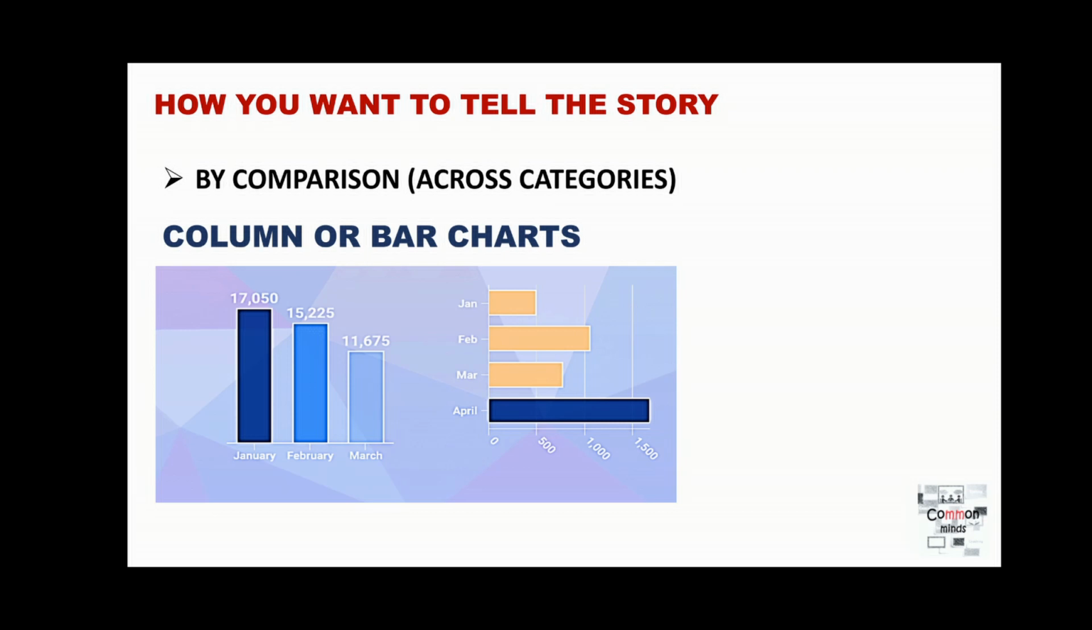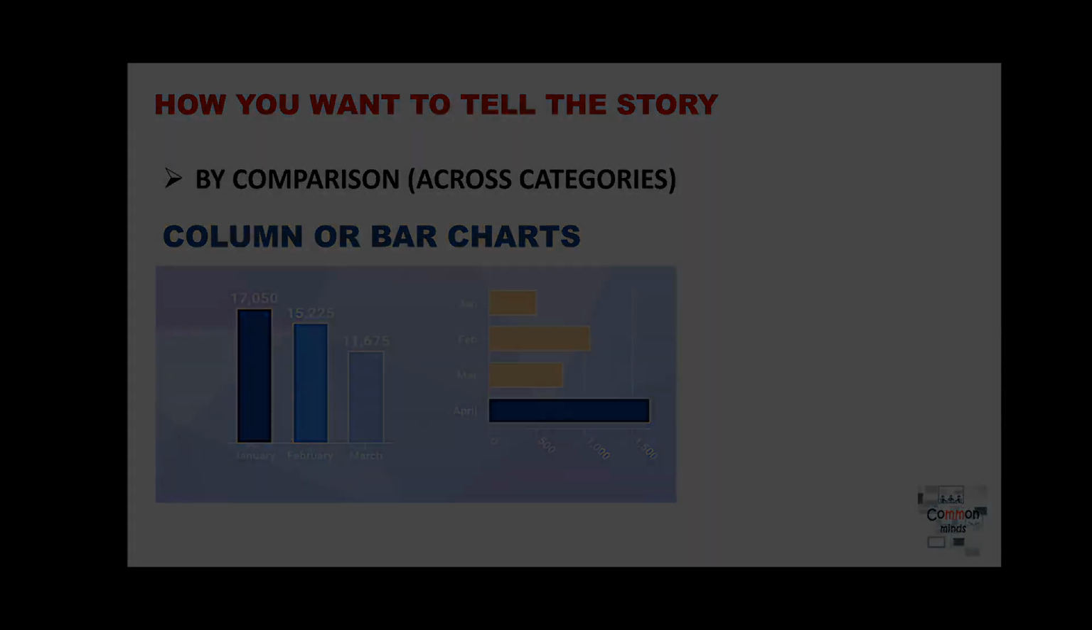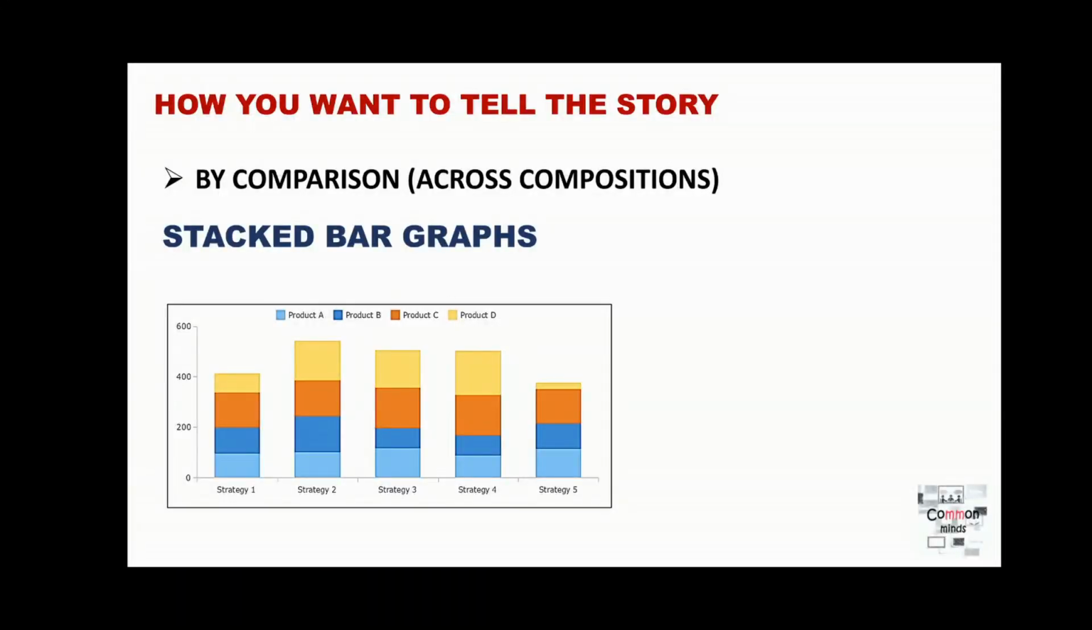A bar chart can be horizontal or vertical. It is used to compare data between different periods or different kinds of data points. For example, in this case, you can see that we are trying to show the sales figures for January, February, March, and how they looked. If you want to compare data along with compositions, you can use a stacked bar graph. In this example, we are trying to compare 5 different strategies, and at the same time, we are also trying to show the composition that makes up those strategies.